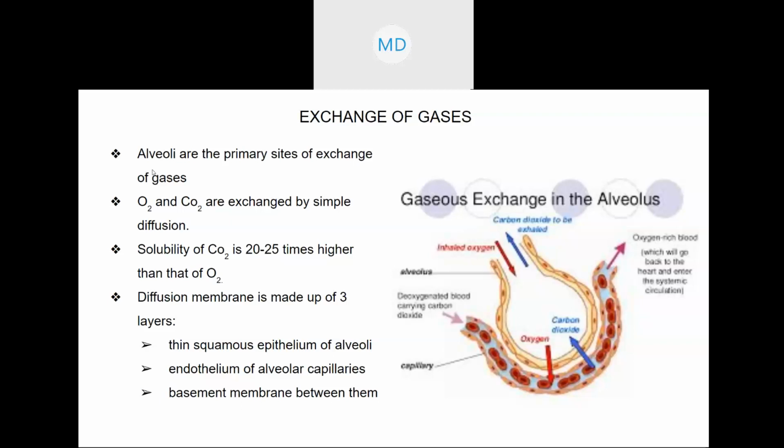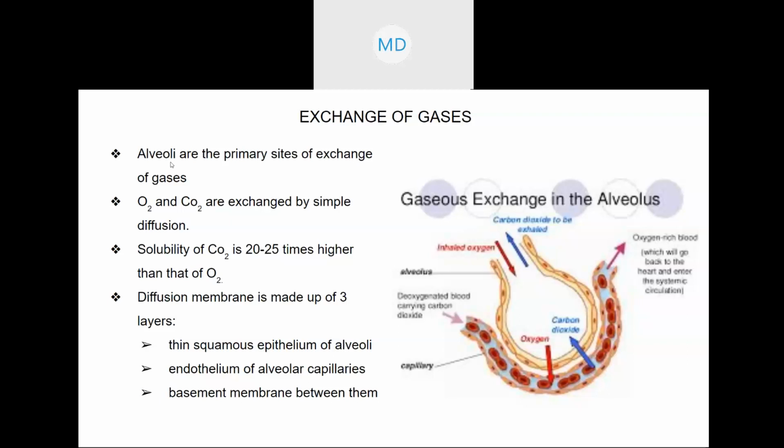Have you heard of alveoli? This is pronounced as alveoli. Do you know what alveoli is? Where is it present? Alveoli is present in the lungs.